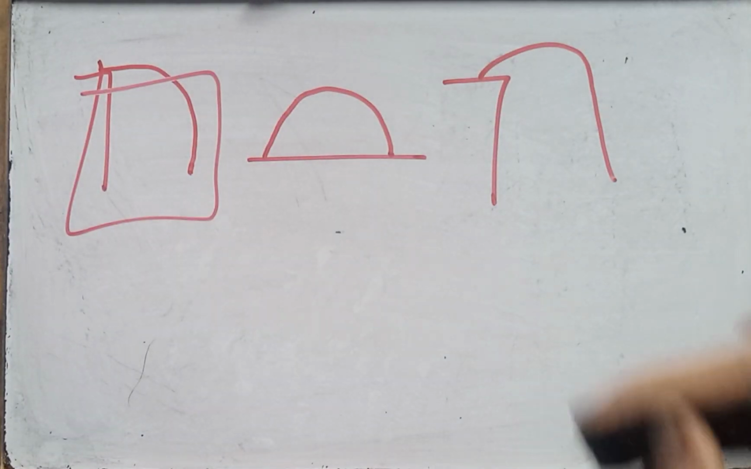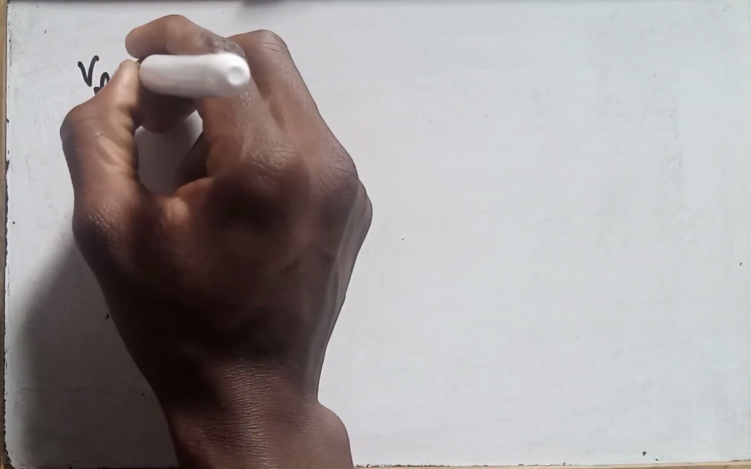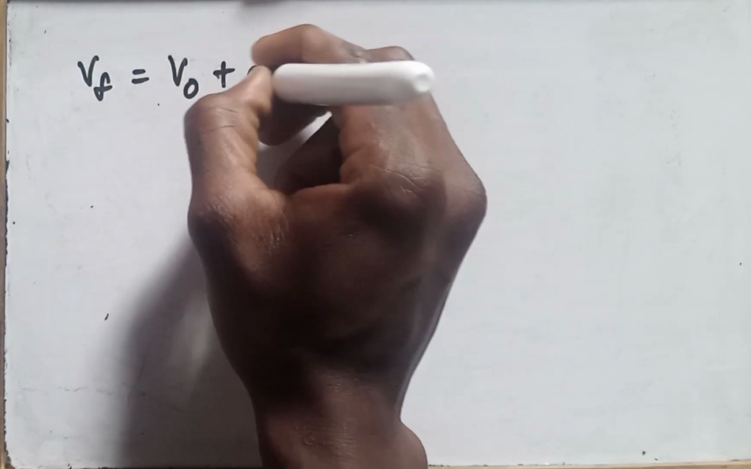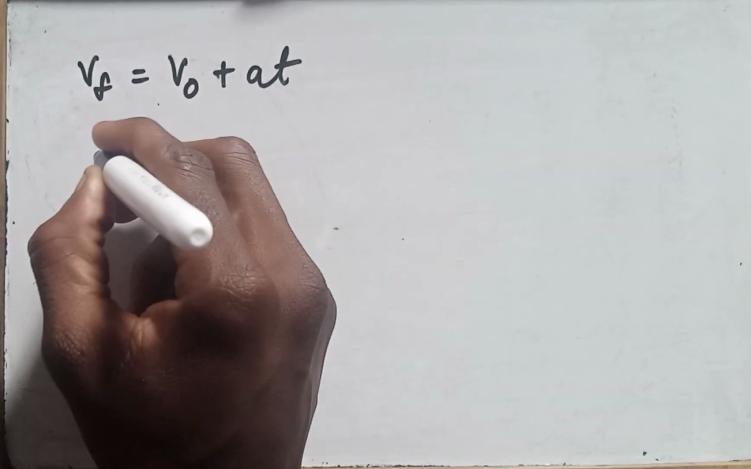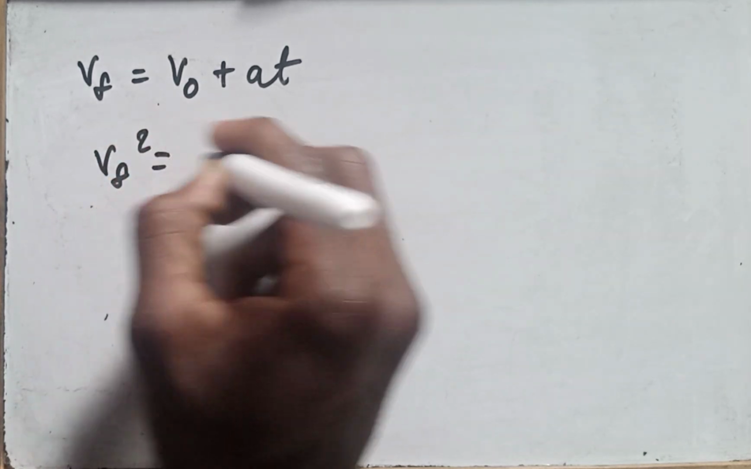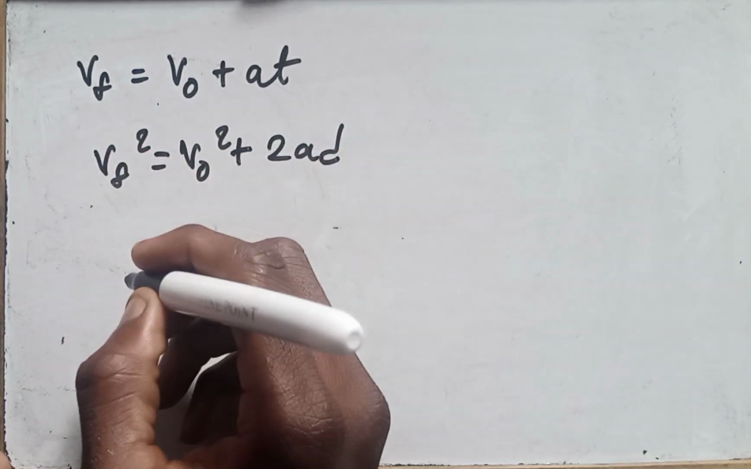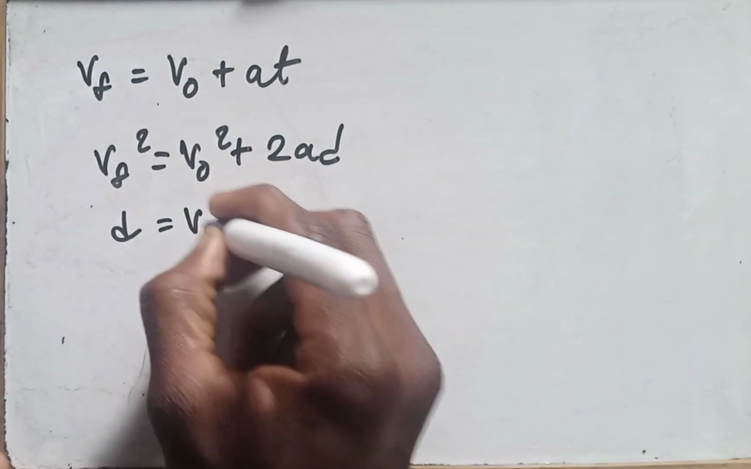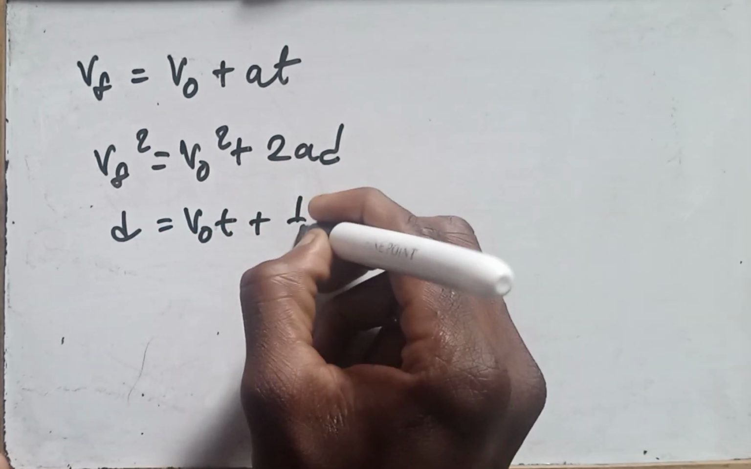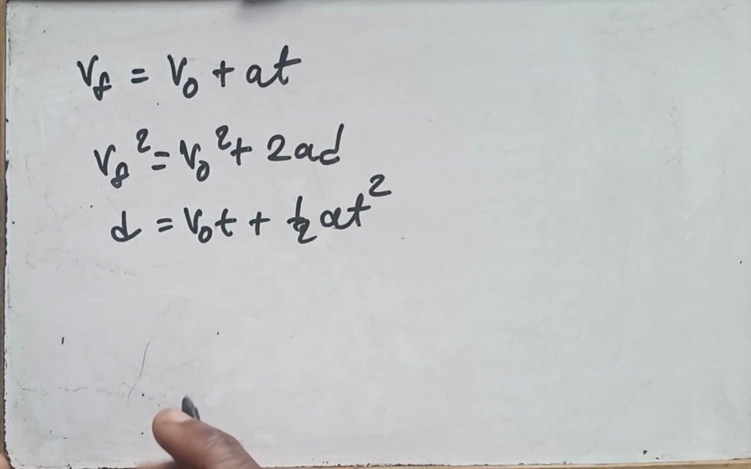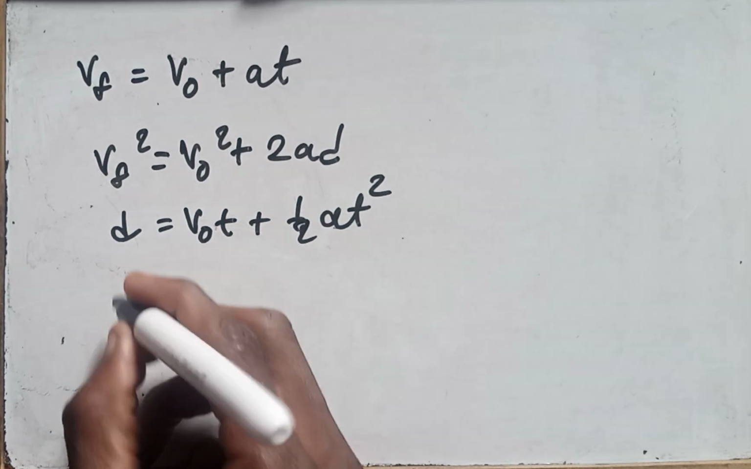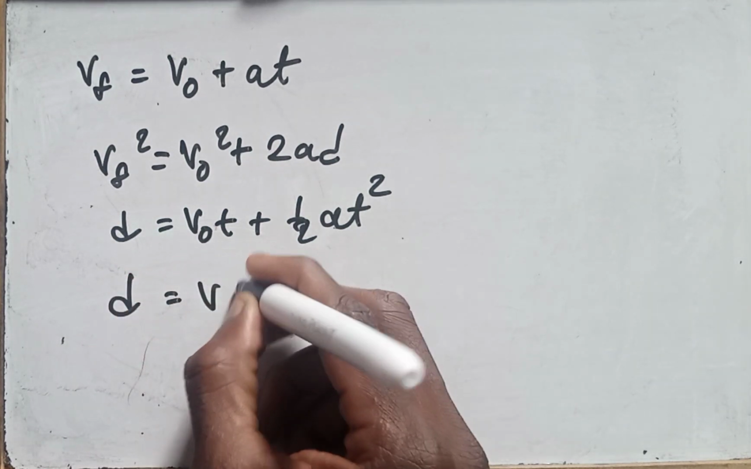Before we go into the first projection, let us look at the equations that we have to know when dealing with problems involving projectile motion. The first equation is final velocity is equal to initial velocity plus acceleration times time. The second equation is final velocity squared is equal to initial velocity squared plus 2ad. The third equation is d is equal to initial velocity times t plus half at squared. The last but not the least equation is d is equal to velocity times time.